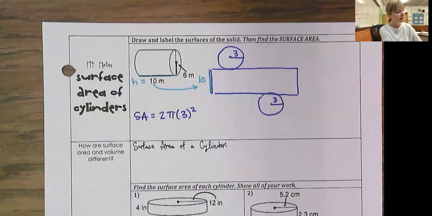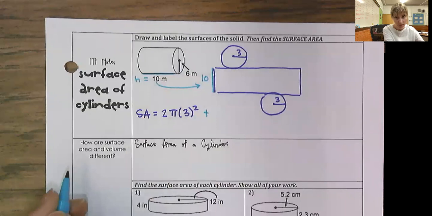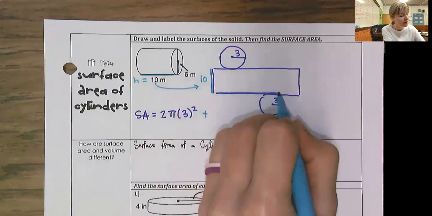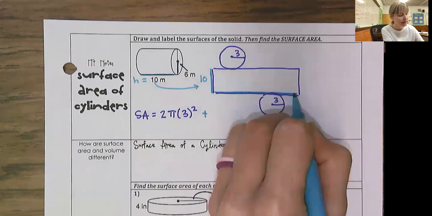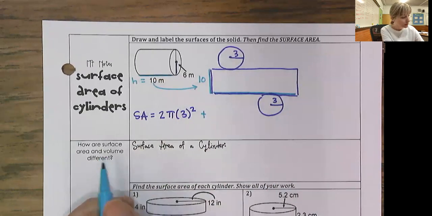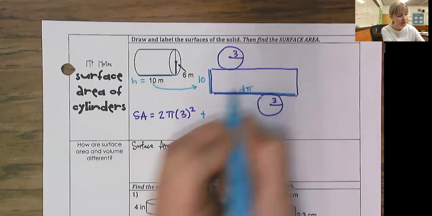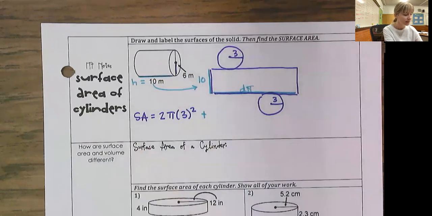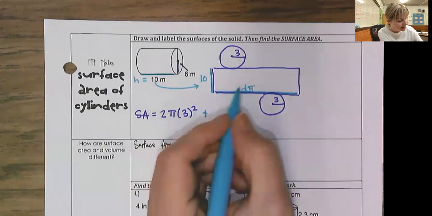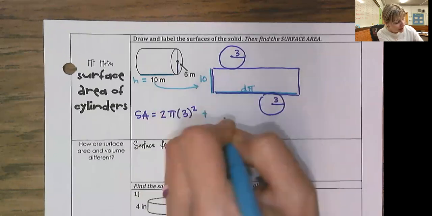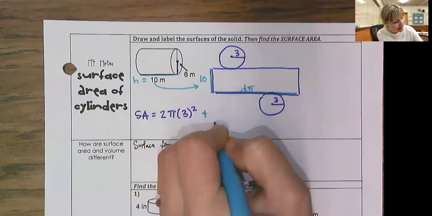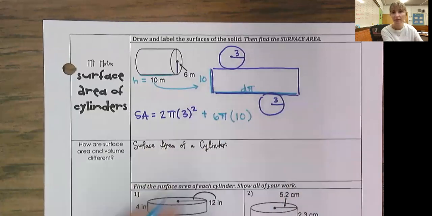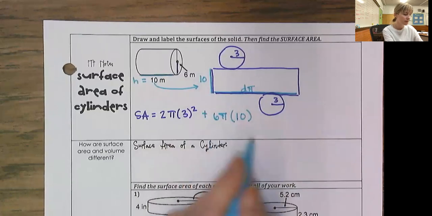Now, what I need to add to that is the rectangle. I know it's just base times height, which is 10 times something. This is where things get tricky: what is that something? Oh, you know what? That something is the circumference, which is diameter times pi. And what was the diameter? Oh, it was 6. So I am going to add to that the diameter times pi, which is 6 times pi, and I'm going to times that by 10. That's the area of the rectangle. Base times height.